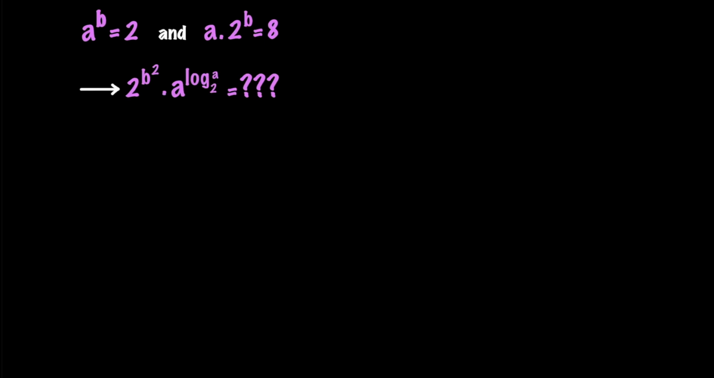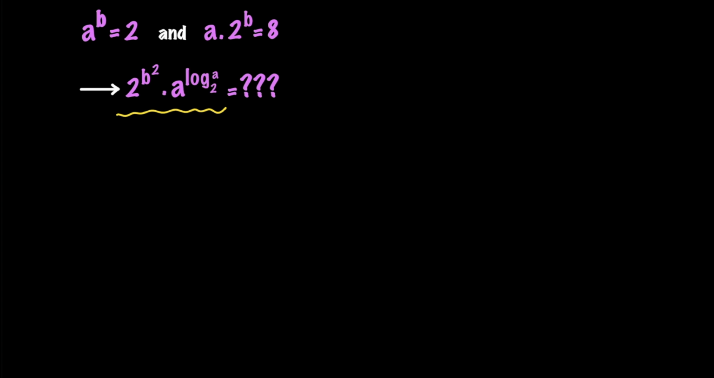Today we're going to be solving a really nice MIT question where we have two equations and we're supposed to use these two equations to evaluate an expression. Well, we are given that a to the power of b equals 2 and a times 2 to the power of b equals 8, and we're supposed to evaluate this expression. So let's go ahead and do that.